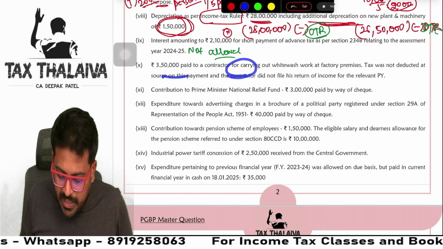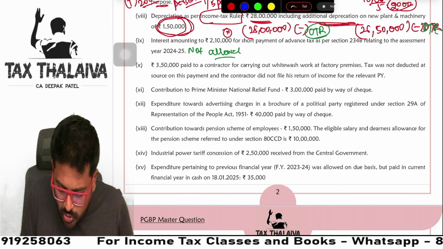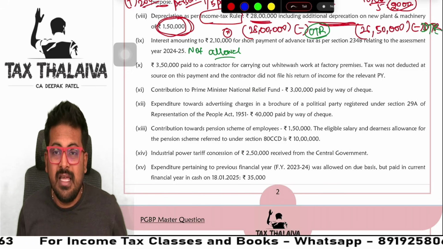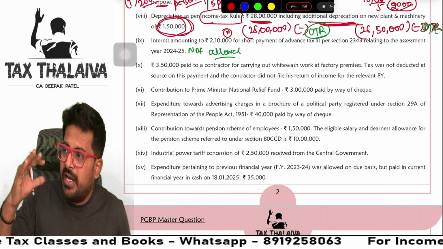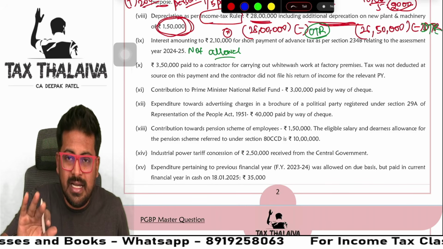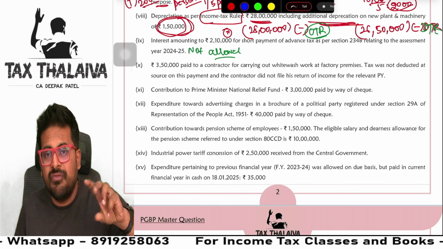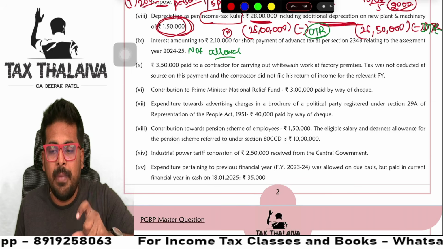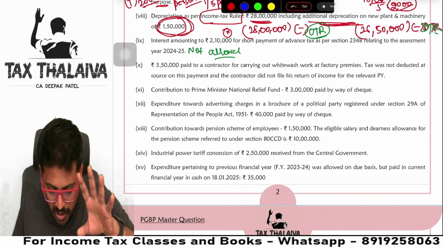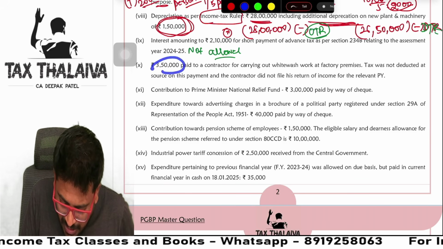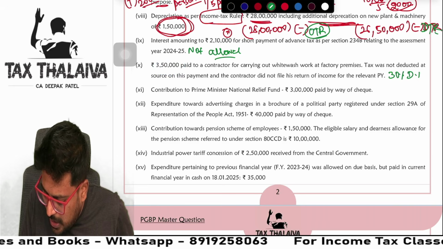Next. 3,50,000 paid to contractor for carrying out whitewash work at factory premises. Tax was not deducted at source and the contractor did not file his return of income. Guys, there is section 40A(1)(a) that says that if you make any payment for expenditure and TDS was supposed to be deducted, and you did not deduct, or you deducted but did not deposit, in that case 30% of the expenditure will be disallowed if you are making payment to a resident, and 100% of the expenditure will be disallowed if you are making payment to a non-resident. But guys, see here, 3,50,000 is paid. So 30% of 3,50,000 will be disallowed, guys.